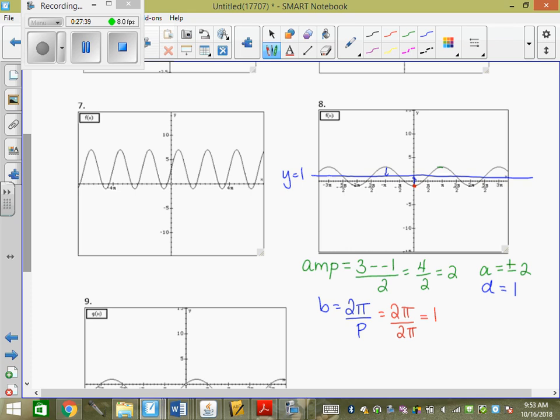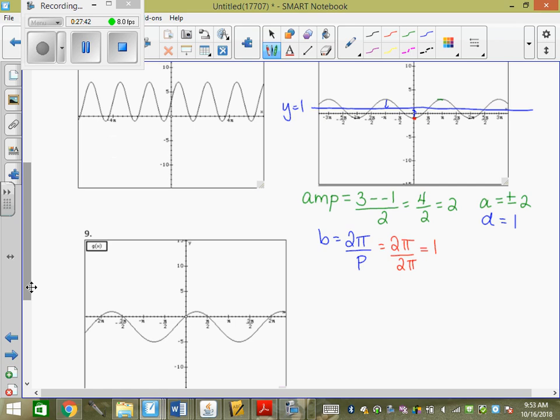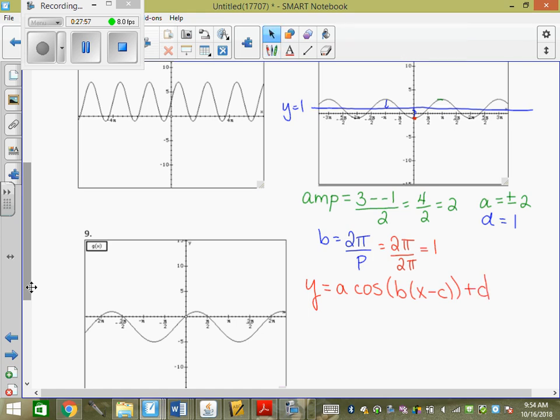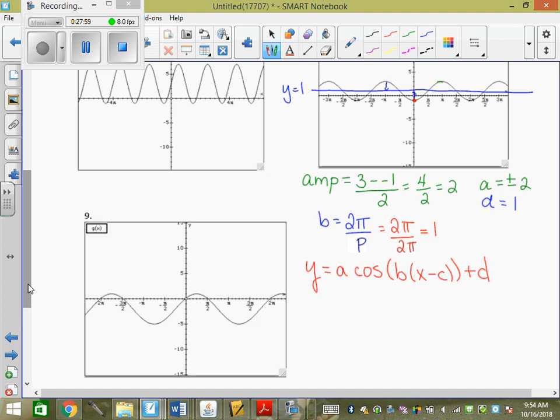And then my C value is based on whether A is positive or not. The equation is y equals a cos B x minus C plus D. Not sine, cos, we're doing sine tomorrow, sine's a little harder. That's the equation. We just need to fill it in. We're going to have y equals positive 2 cos 1 x something plus 1, and then y equals negative 2 cos 1 x something plus 1.